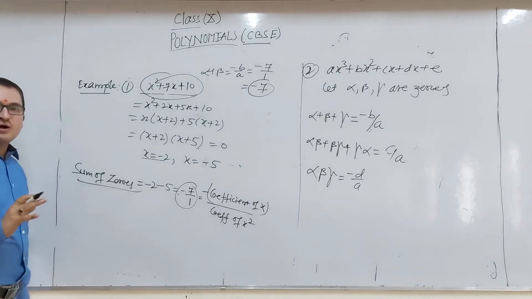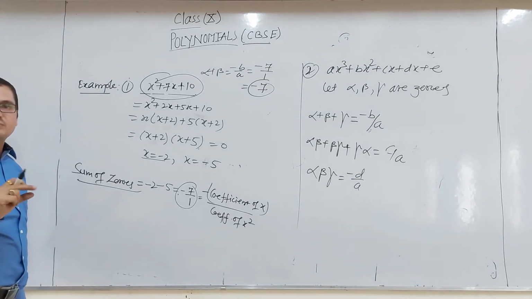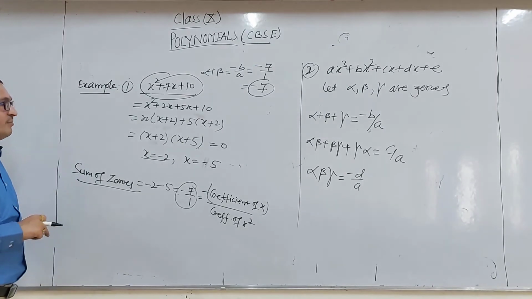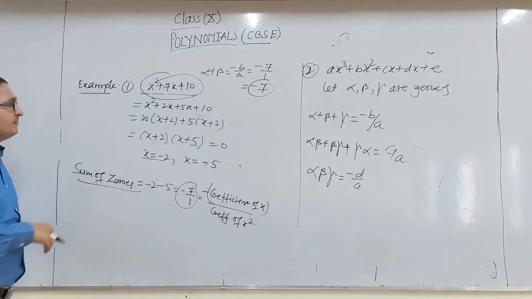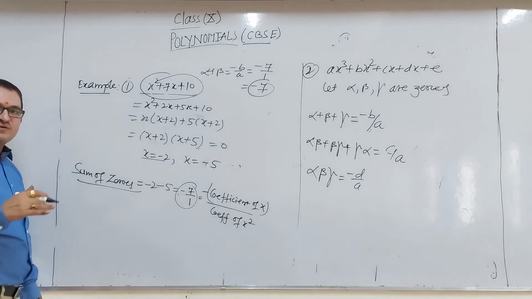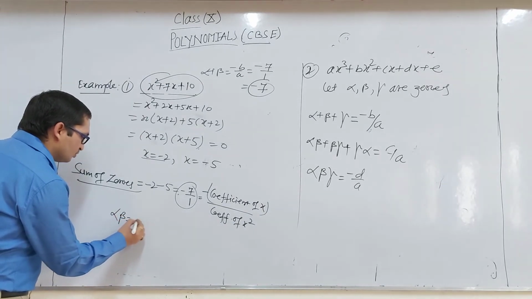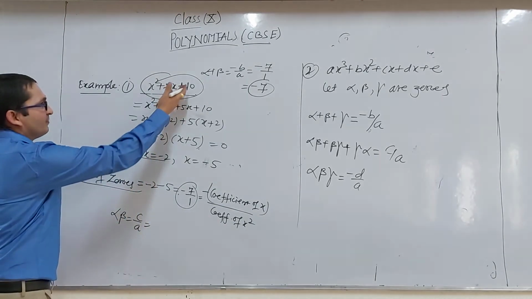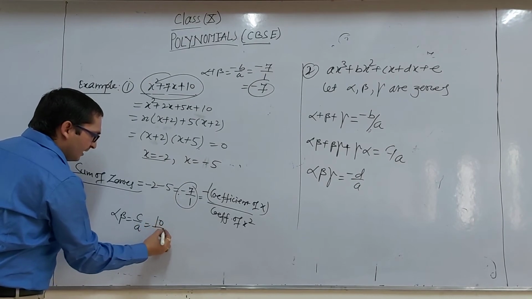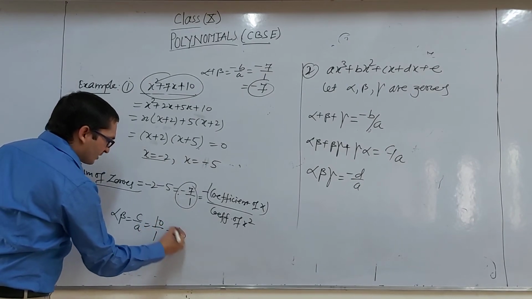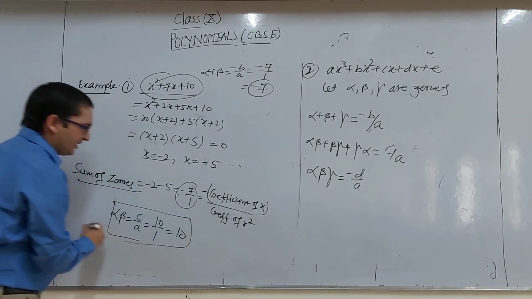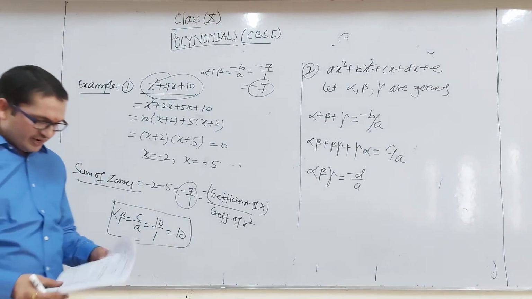So understood how to calculate the sum of the zeros of the polynomial, alpha plus beta. In the same question, if the question is given, find the product of the zeros. So what will you do? Alpha beta will be equal to c upon a. What is the value of c over here? 10. 10 upon a means what? So what is the product of the zeros over here? 10. Okay. So in this way we can find.